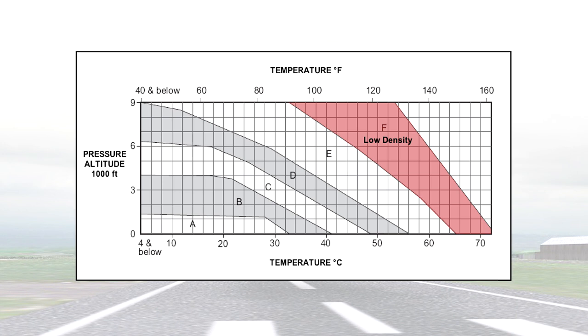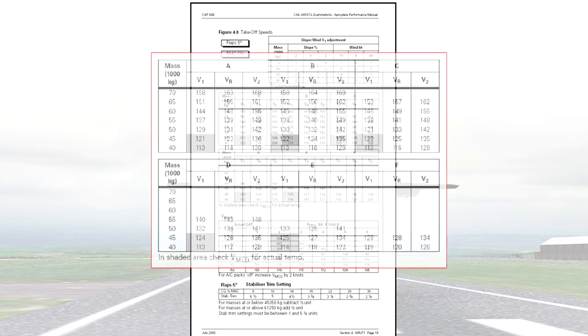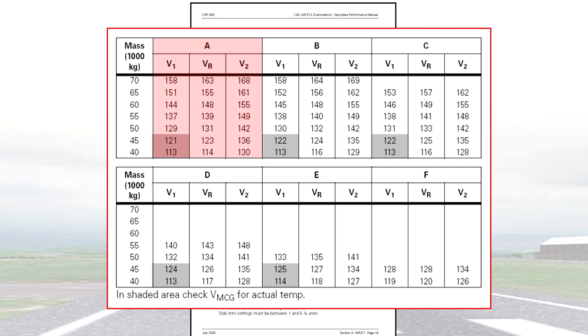We can now use these bands to see the effect density has on V1. Returning to page 18, notice that bands A, B, C, D, E, and F are in the speed tables. Taking a mass of 50,000 kilograms in band A, which is high density, V1 is 129 knots. But in bands B, C, D, and E, the value of V1 is increasing. Therefore, as density falls, shown by going through bands A to E, V1 increases.